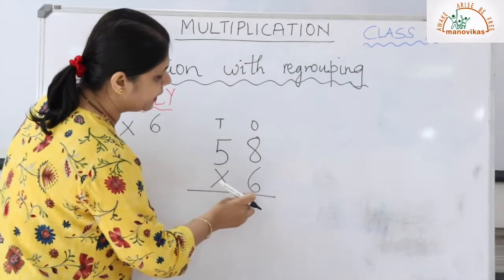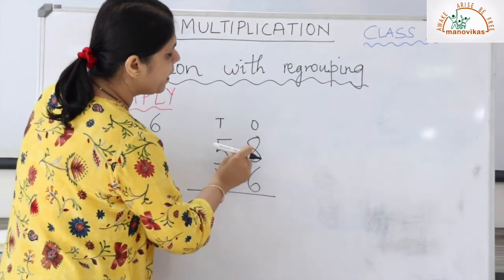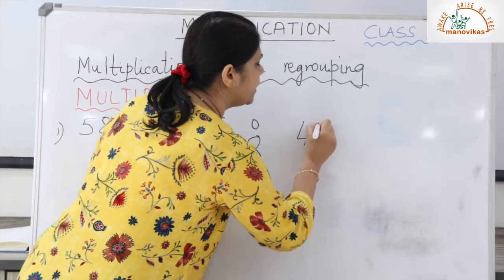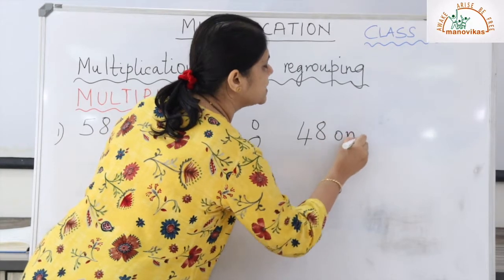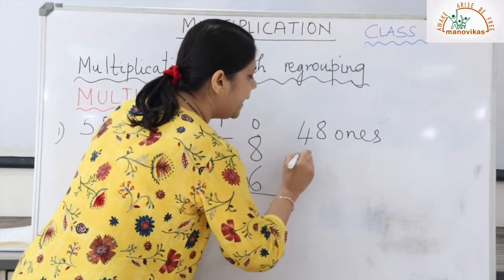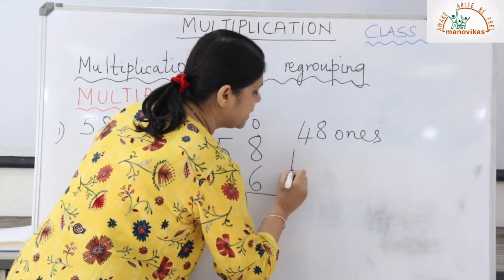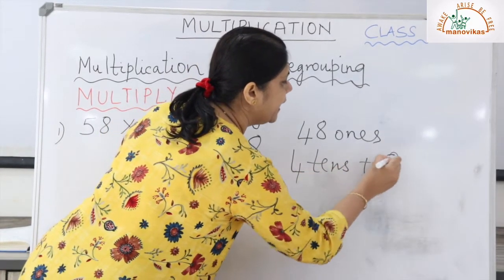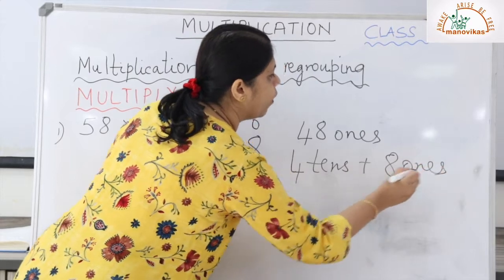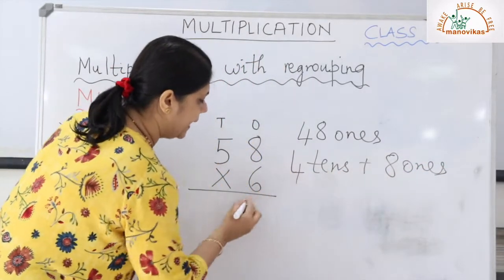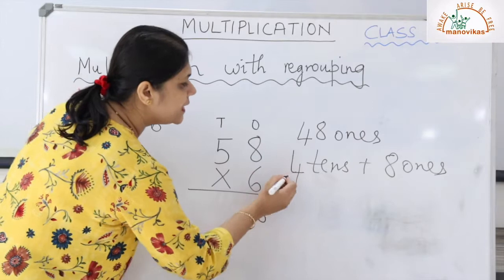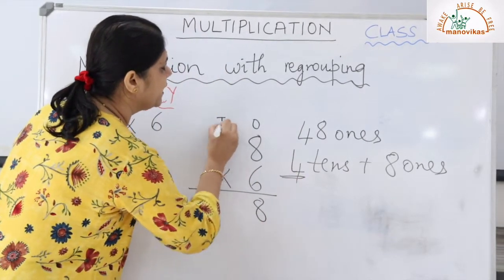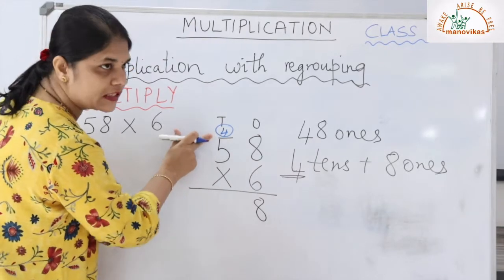So first we will multiply 6 multiplied by 8. And what does that give us? 6 8s is how much, children? 48 ones, correct? Now 48 ones is equal to 4 tens plus 8 ones, right? Now what we will do is we will write 8 here and this 4 we will carry in the tens place. We will carry it over in the tens place.